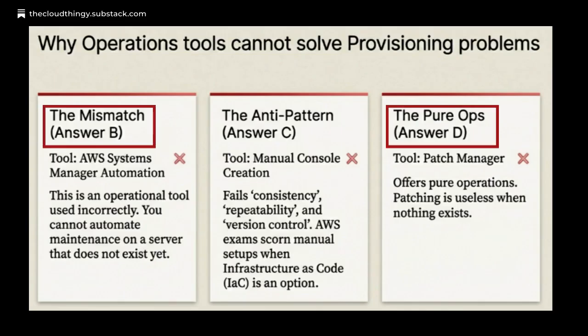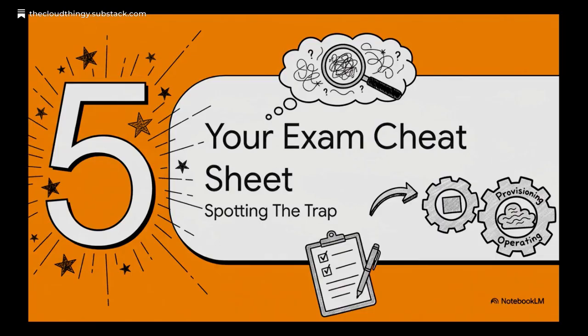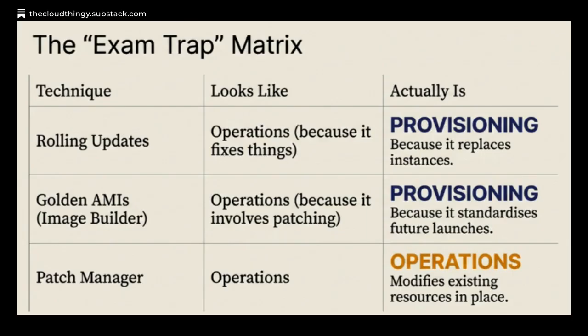B and D answers are operational tools. They manage things that are already running. And C, creating things by hand in the console? Well, that fails the repeatable and version control tests, which are huge red flags on any AWS exam. Now that you've seen the pattern, let's boil this all down into a super simple cheat sheet that you can use to spot these traps from a mile away.